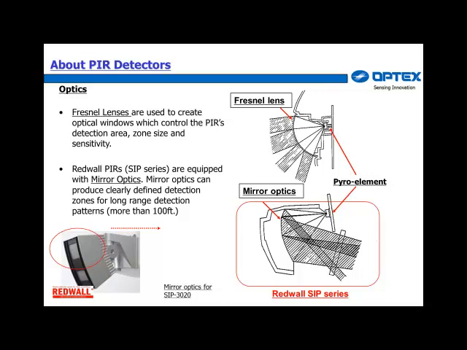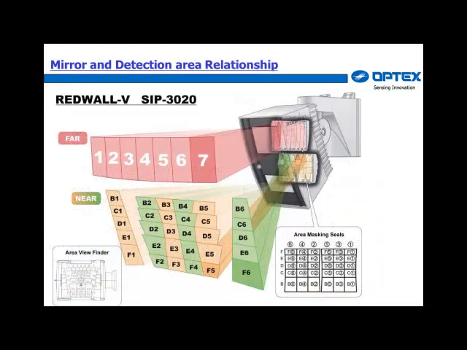However, Redwall PIRs, the SIP series, are equipped with mirrored optics. Mirrored optics can produce clearly defined detection zones for long-range detection patterns, more than 100 feet. Here's a great depiction of the mirror elements on the SIP. Shown bottom right are the masking seal templates. Basically, you peel off the desired sticker and place it on the mirror to be masked. More on that later.